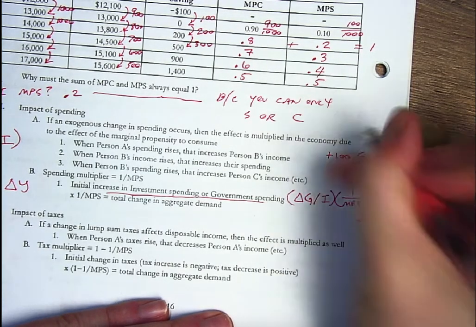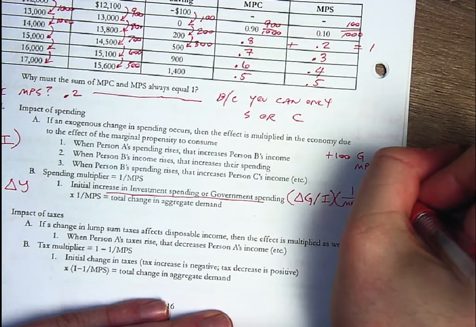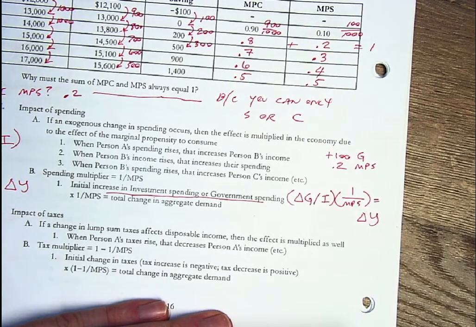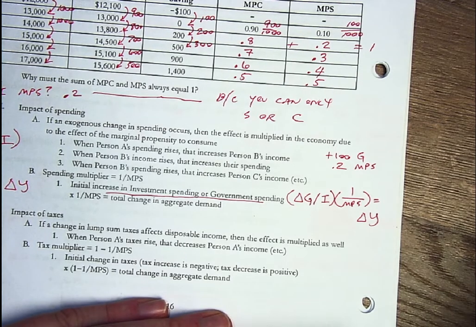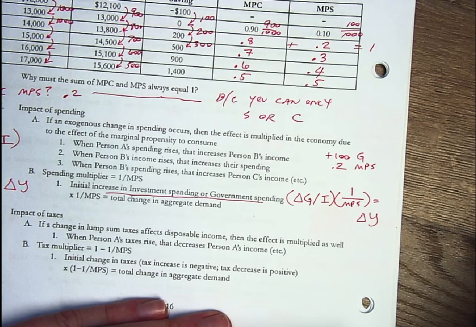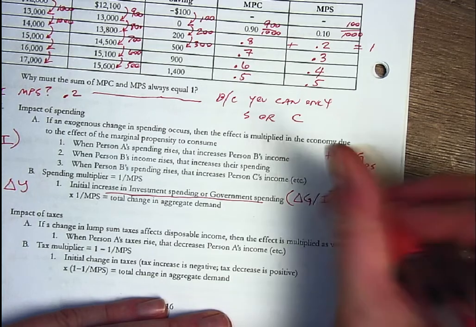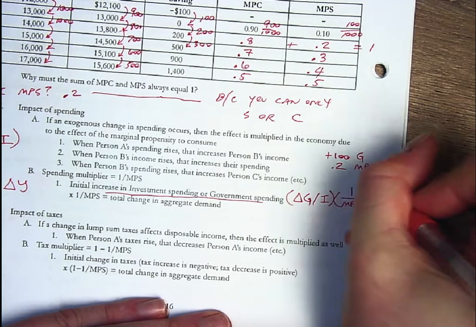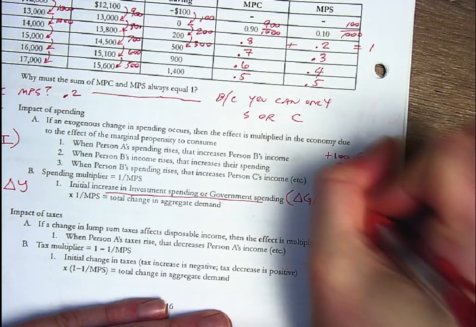Okay. MPS is 0.2. What is the total change in Y? Okay, now, a zillion students over the years are going to be like, so the spending multiplier is 5, right? 1 over 0.2 is 5. So they'd say SM, spending multiplier, is 5.